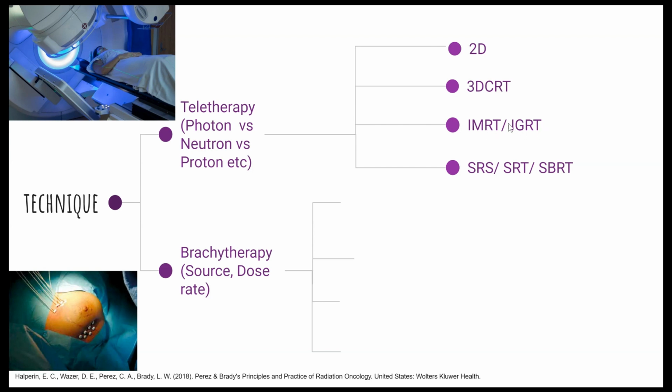Then, along with this came image guidance, where we would be able to take imaging of the patient during treatment or before treatment and decide whether it matches our simulation image or not. Then, further precision was achieved when we started treating patients with stereotactic radiosurgery, stereotactic radiotherapy, stereotactic body radiotherapy. These are basically very precise mechanisms where a very high dose of radiation is deposited in a very small area.